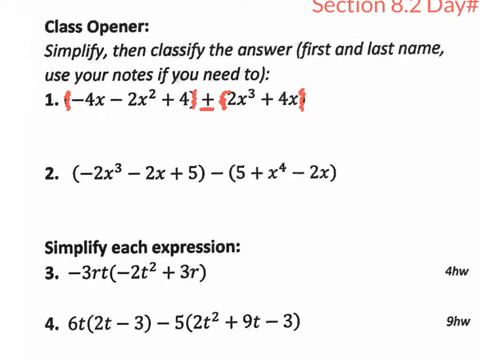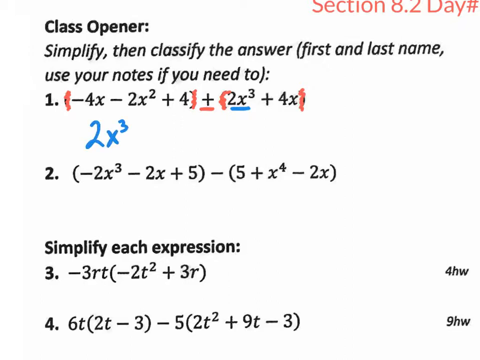So since we want our answer in standard form, we want to start with the highest exponent term, the term with the degree. And we know that the highest exponent term is the 2x to the third. So that's going to be the first part of our answer. And you have to check and see if there's any other x to the thirds. And as you can see, there's no other x to the thirds. This is the only one. So you don't have to add it with anything. That is the first part of your answer, which is 2x to the third.